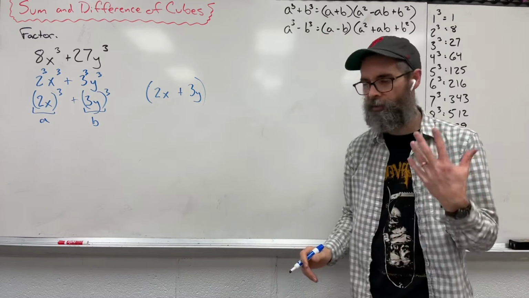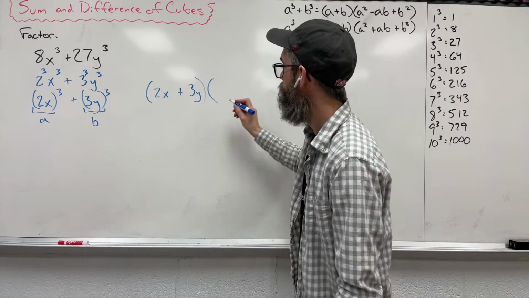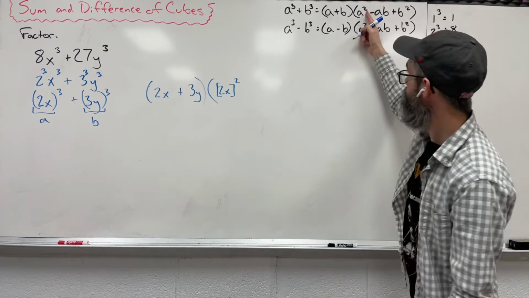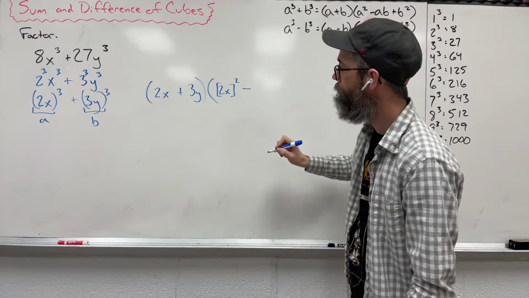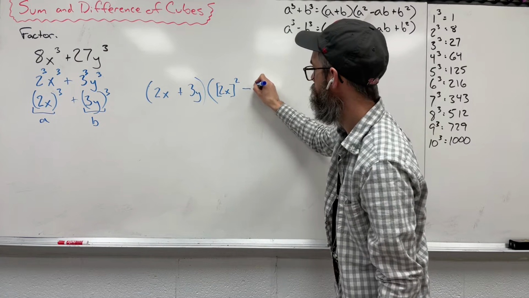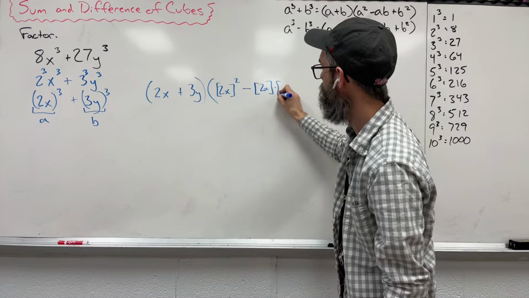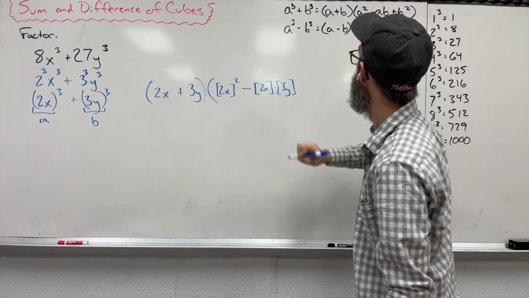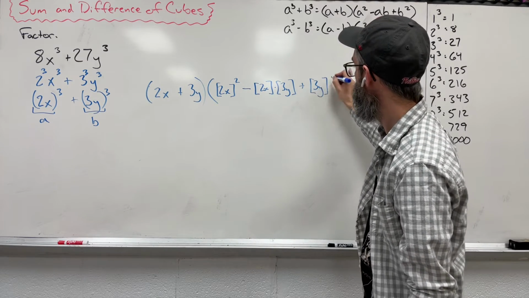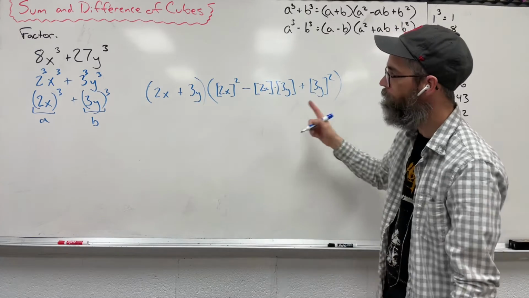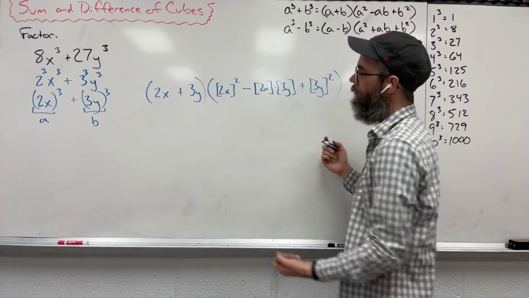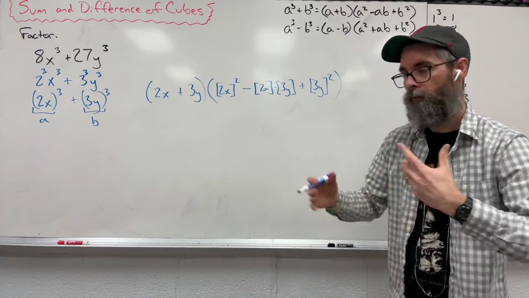Okay, the first half of the parentheses is good. Now we have to work on that second long one. We have 2x, but this whole thing has to get raised to an exponent of 2. Minus, I want to put my a and my b together, 2x times 3y, plus my b value, which would be 3y, to an exponent of 2. Now, why did I use little square brackets in here? I just wanted to make things a little less confusing because we already have parentheses. Once we start multiplying and putting things together, we can get rid of them.